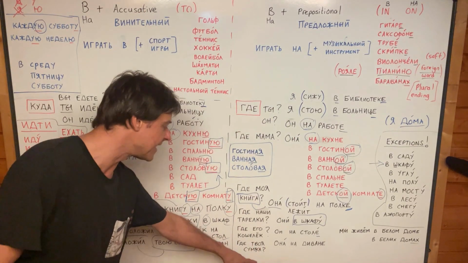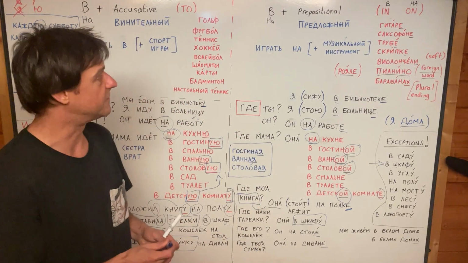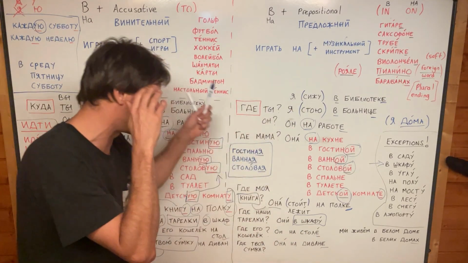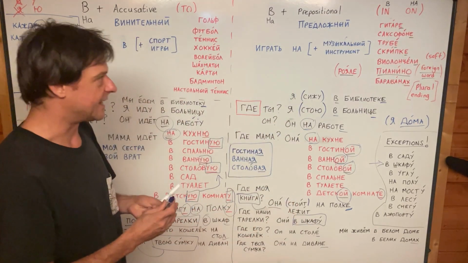But где твоя сумка? Она на диване. And divan has that ye on the end because this is the prepositional case. It is on the sofa. Okay? So I hope that's all clear.